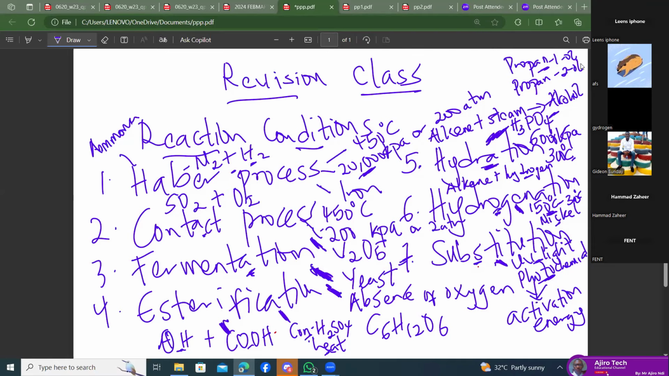Okay. So esters, they have this functional group. Let me write here. For the esters, you have C double bond O, okay? So this is for the esters.